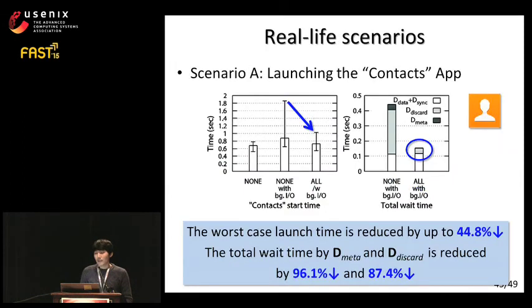In real-life scenarios, the context FSR time is reduced by up to 44.8% and returned close to the FSR time without heavy I/O workload. The waiting times in kernel waiting functions for demeta and discard are reduced by 96.1% and 87.4%.